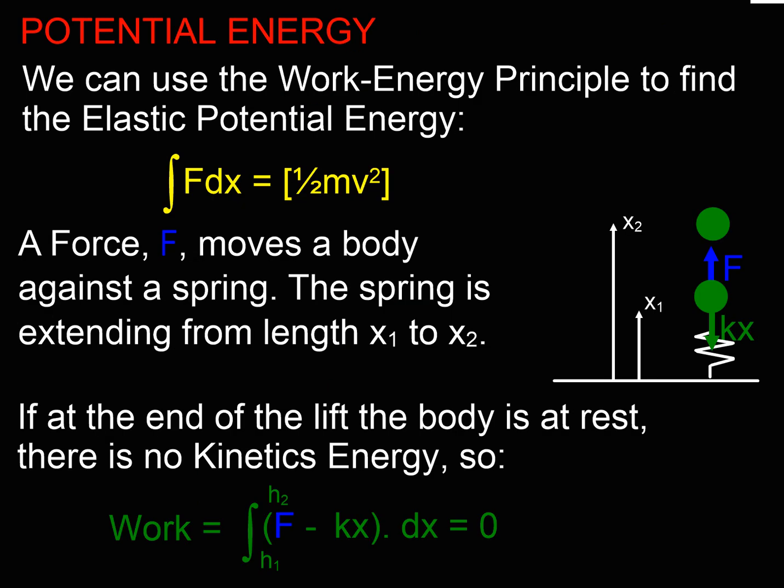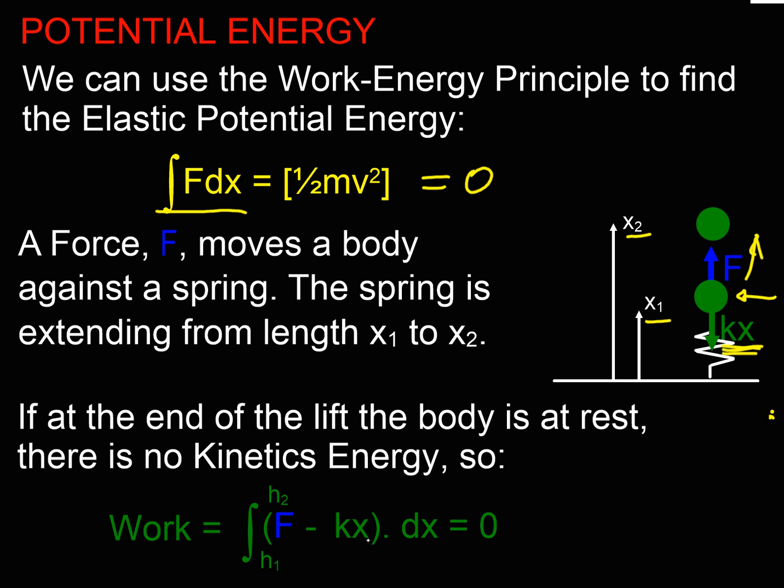We can do the same thing here with elastic potential energy. So here I've got a body on the end of a spring, and I lift it up using force F. So we're battling against the spring, which under Hooke's law, we know that the force of the spring is going to be kx, where x is the extension of the spring. So let's extend the spring from x1 to x2. And again, at the end of it, we're just going to hold it still. So there's going to be no kinetic energy on the right-hand side of our work energy principle.